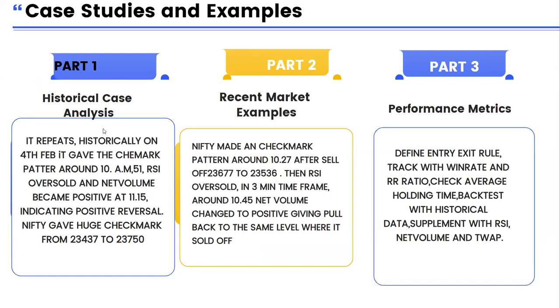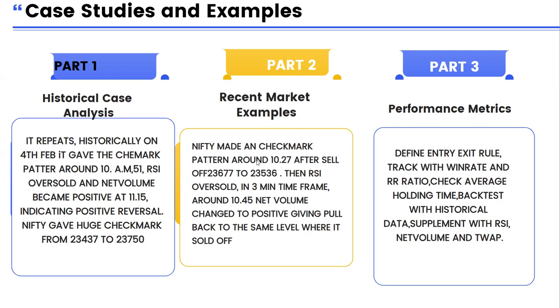In the part 1 case analysis, the historical case I'm mentioning, it repeats. Historically, on 4th February, it gave the check mark pattern around 10 a.m. At 10:51 a.m. RSI was oversold and net volume became positive at 11:15 a.m., indicating positive reversal. Nifty gave a huge check mark rally from 23,437 to 23,750. This is the historical case analysis.